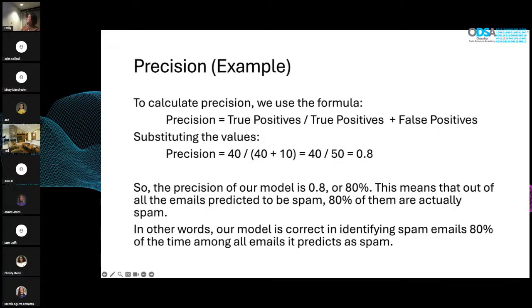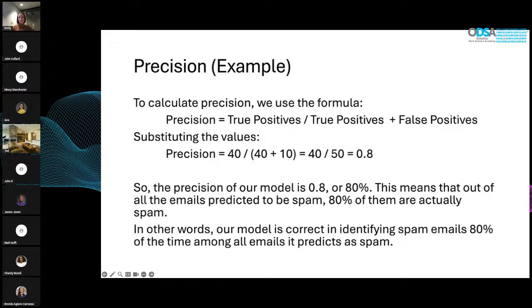Yep, you're fast. All right, so we calculate this with the true positives over the, and I should have put brackets here because order of operations would technically say that you would divide true positives by true positives first. So sorry, there should be parentheses here. But precision is true positives over, on the denominator, we have true positives plus false positives. So that's 40 over 40 plus 10, which is 40 over 50, which is 80%.